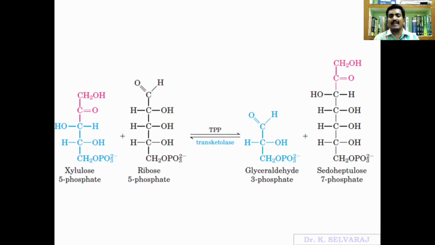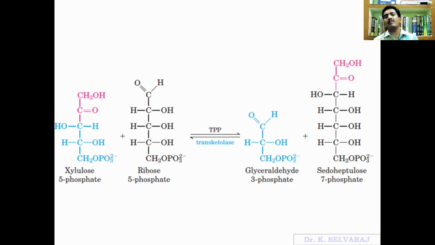So the enzyme transketolase is involved with the help of the thiamine pyrophosphate, and it converts a keto group from xylulose 5-phosphate to ribose 5-phosphate, and the aldo group of ribose 5-phosphate is transferred to the xylulose 5-phosphate.